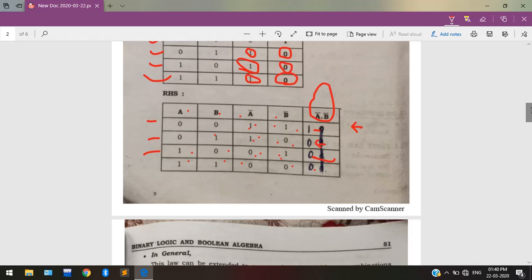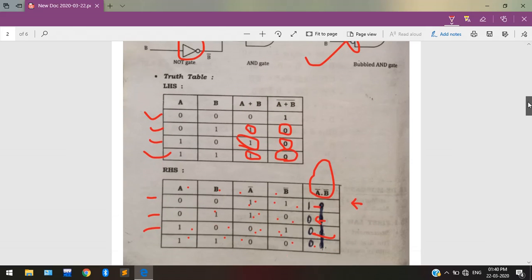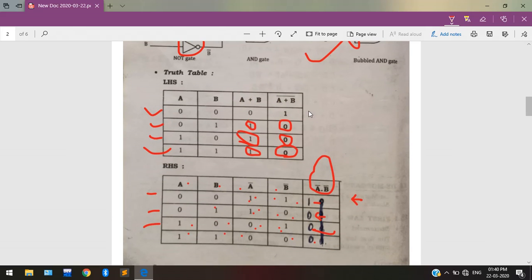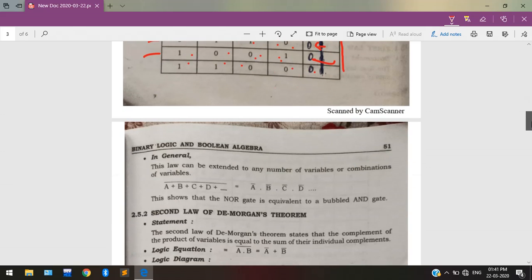So you see that in the last columns of this LHS as well as RHS, here in this A plus B bar as well as A bar dot B bar, the output of A plus B bar is 1 0 0 0. You see 1 0 0 0, and this is the LHS side, and the output of the RHS side is again 1 0 0 0. So we simply say that LHS equals RHS.